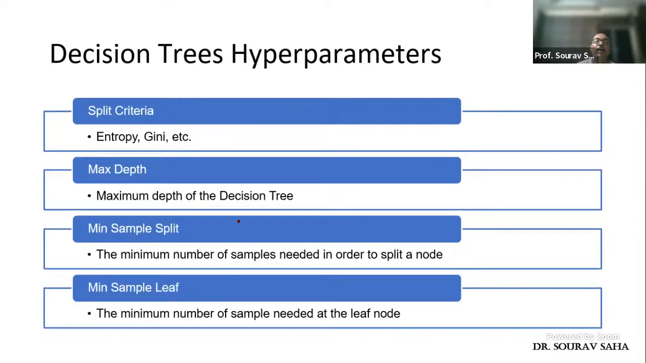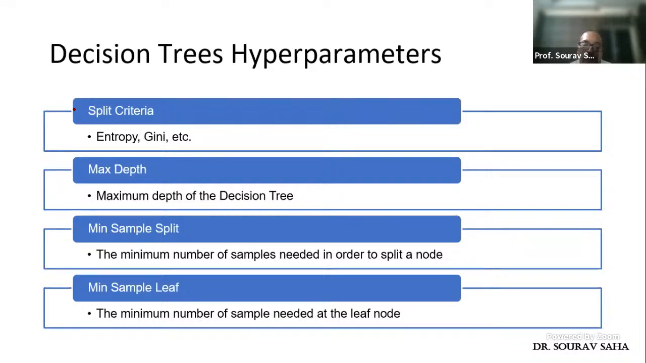Okay. Now, how do I stop the overfitting problem? Right. So there are some parameters that you can control in a tree. The first one is the split criteria. As I said, in Python, by default, it uses Gini. But otherwise, you can use entropy as well, or if you want, classification error. So this is a hyperparameter you can tune, the split criteria.